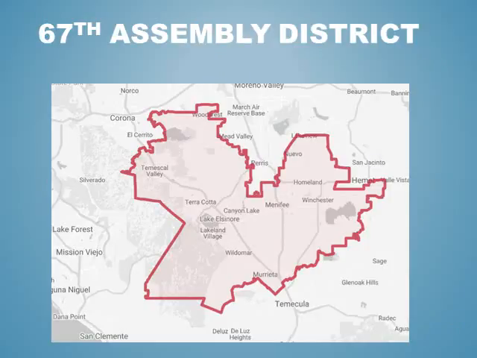This is a map of her district, the 67th Assembly District. Again, very easy to read. Doesn't look like they're trying to capture any specific people, it looks like it's mostly just based on population.